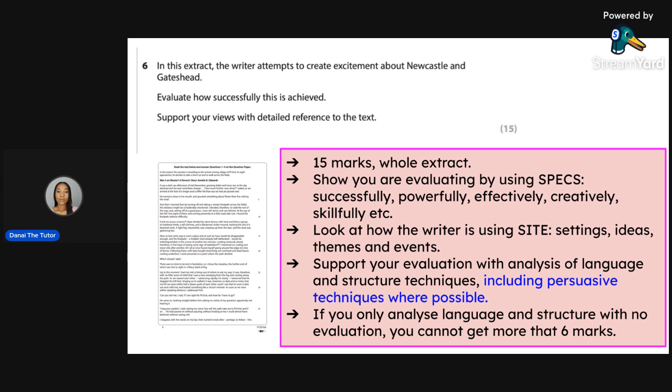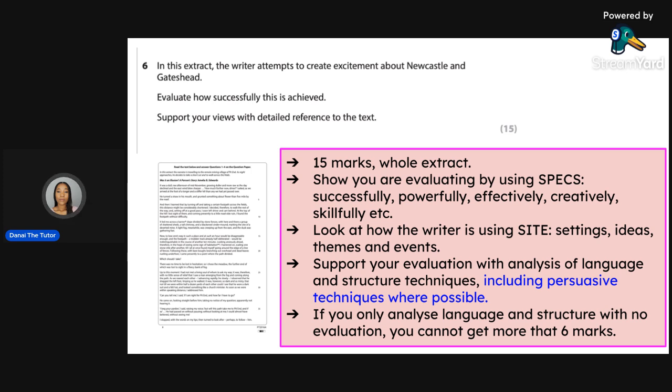evaluative words is the acronym SPECS, okay? So these words include successfully, powerfully, effectively, creatively, skillfully. There are a whole bunch of other words that you could use, like aptly, convincingly, many other words that I'm sure you can think of. But that's just an easy way to remember those 5, and those work really well.